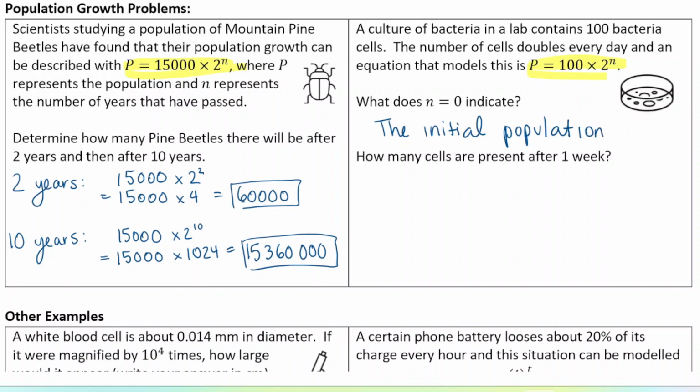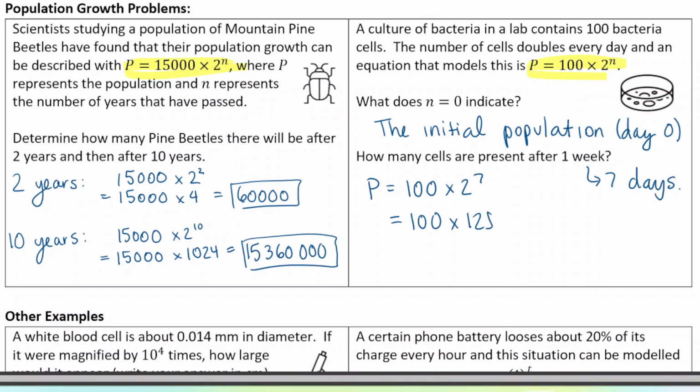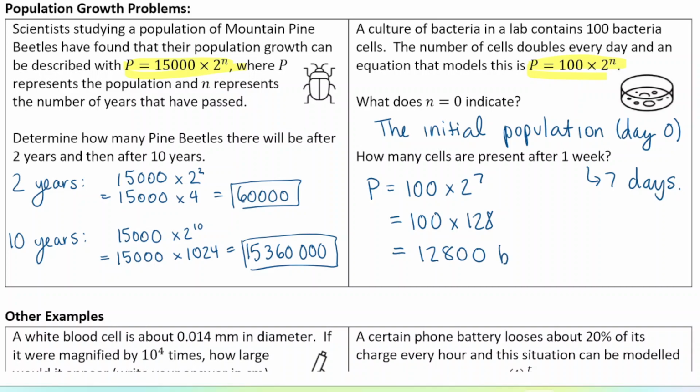Population, day 0. How many cells are present after 1 week? So 1 week is 7 days. We're working in days in this equation, so we need to use days, not weeks. So I'm going to plug in 7 where the n is. And remember, we have to evaluate the exponent first. We have to use order of operations. So 2 to the power of 7 is 128, and 100 times 128 is 12,800 bacteria.